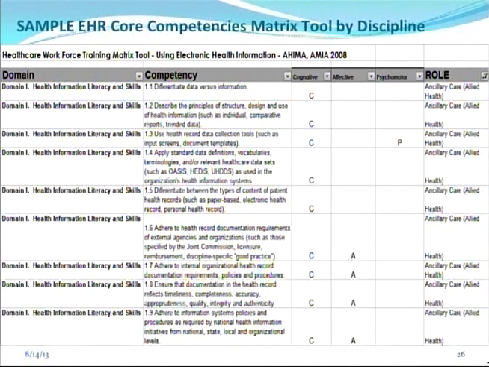Let me just read for the people at the back. Describe the principles of structure, design, and use of health information. Use health records data collection tools, such as document templates and input screens. Apply standard data definitions and vocabulary. Differentiate between the types of content of patient records. Adhere to the health record documentation requirements like the JCO. So they all apply to nurses. So these can be used as one of your references if you want to implement competencies.